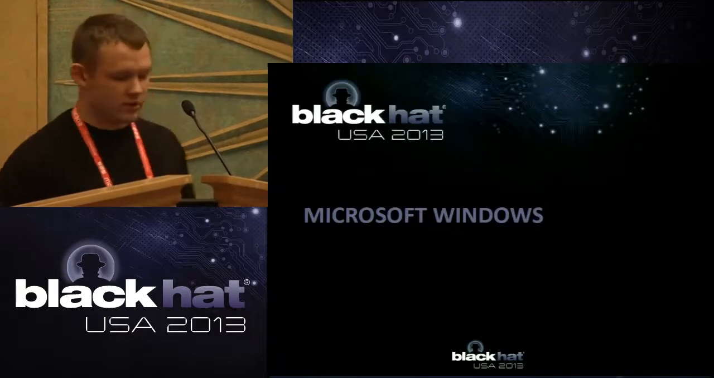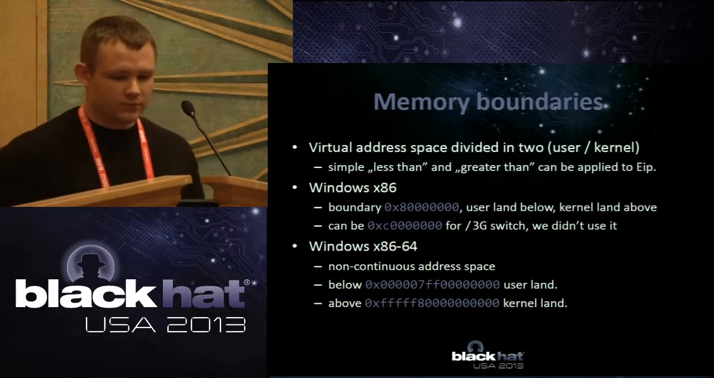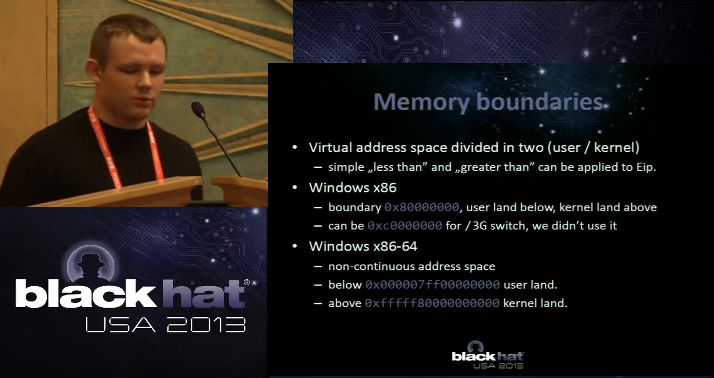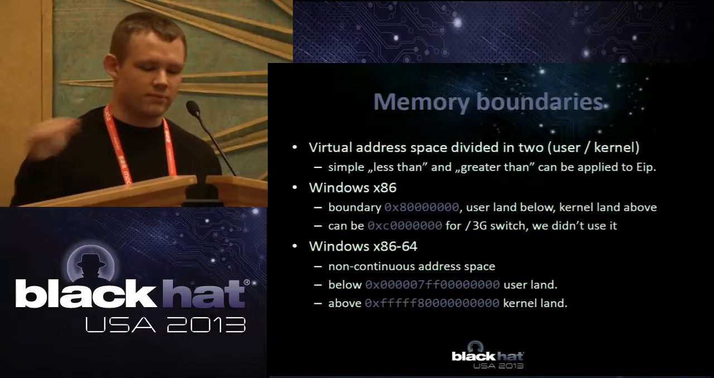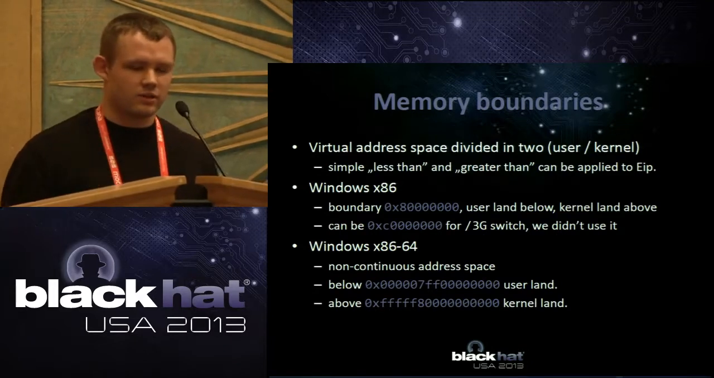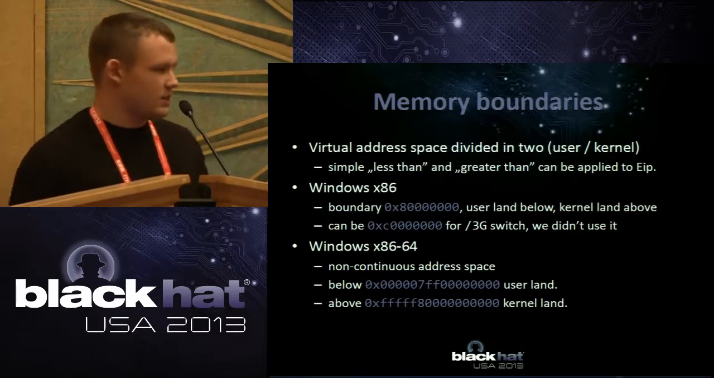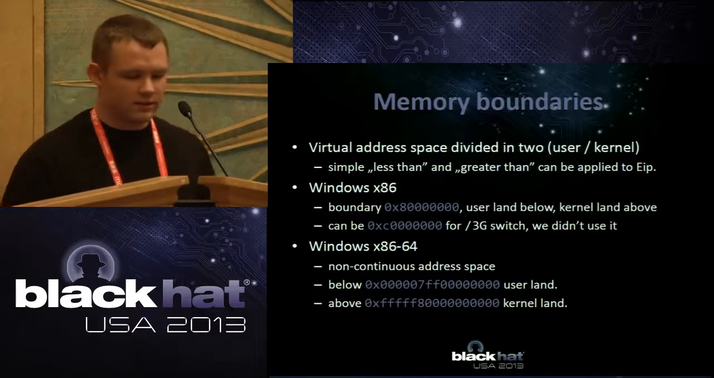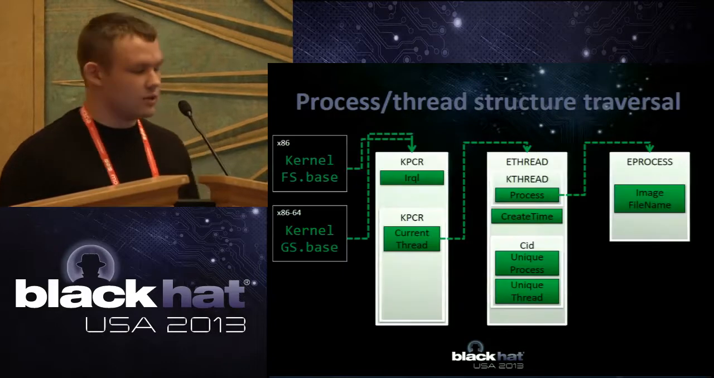So let's start with Microsoft Windows, the most interesting part in my opinion. When it comes to the distinction between user and kernel mode, it's really simple in Windows, because the entire address space is divided into two parts, and you can use a less than or greater than operator. So you can see the memory boundaries here. They are different obviously for 32-bit and 64-bit versions of Windows. So that's a really simple part.